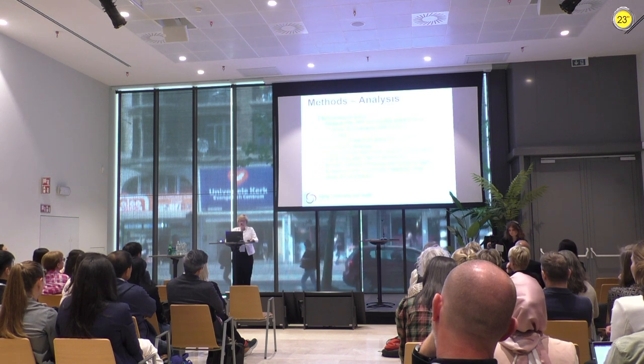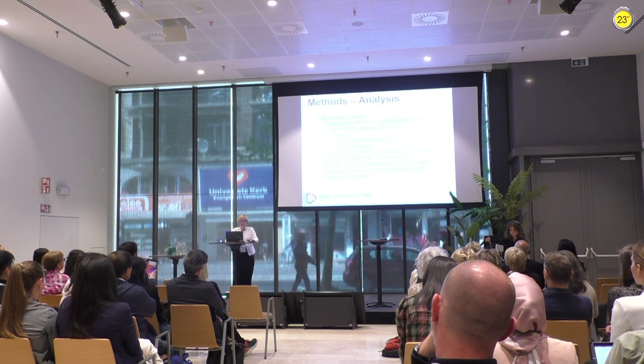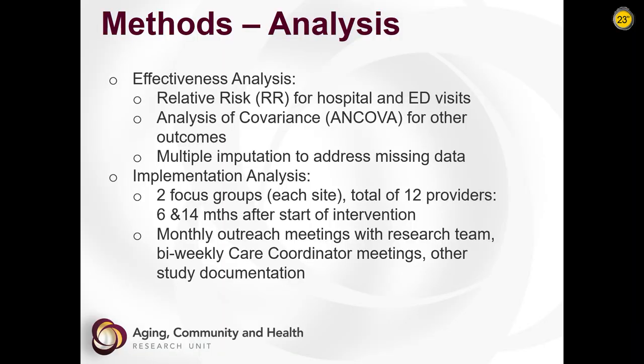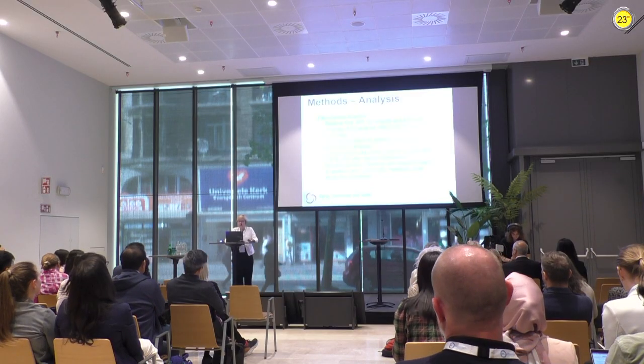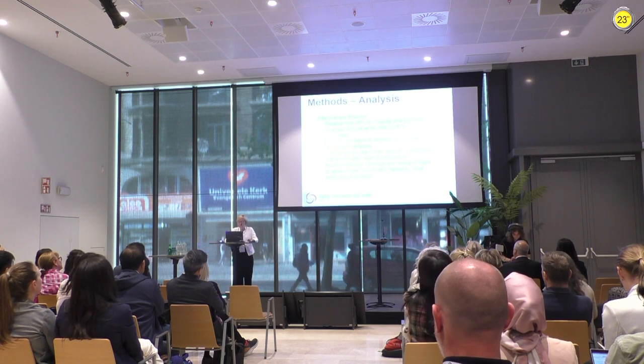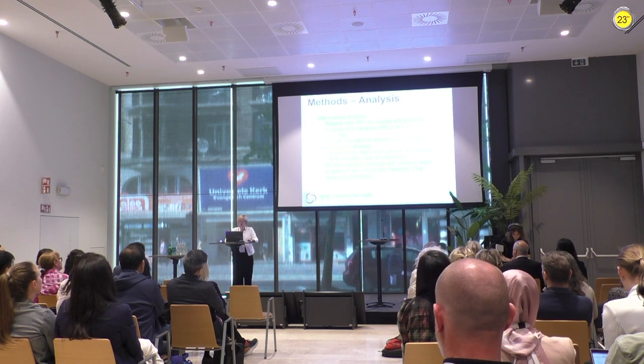In terms of methods, for our effectiveness analysis, we looked at the relative risk for hospital and ED visits and used analysis of covariance for other outcomes, and we also used multiple imputation for missing data. For implementation, we conducted two focus groups with the providers that were delivering the intervention, which included up to 12 providers across the two sites. We also met with the teams on a monthly basis and collected data there as well on implementation.